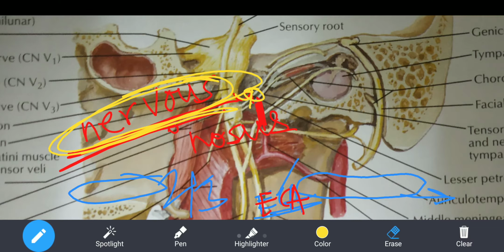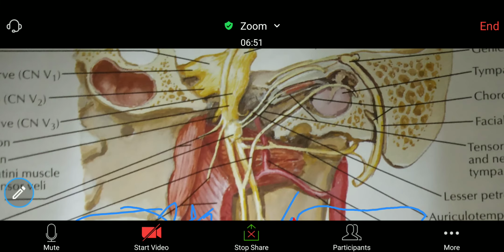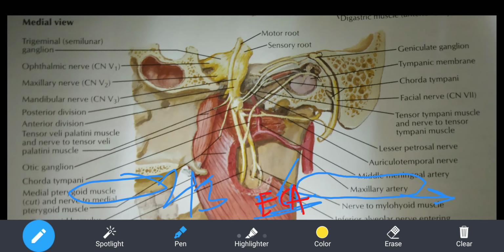If Pidare sir is there, he will ask you what the nervus spinosus is a branch of: of this trigeminal, of this mandibular nerve. Before the mandibular nerve divides, this branch has already come out. And this is foramen spinosum. This conceptual point we don't understand if we don't read thoroughly, and it's difficult to understand. Okay, so I was telling you this. So this branch is over.